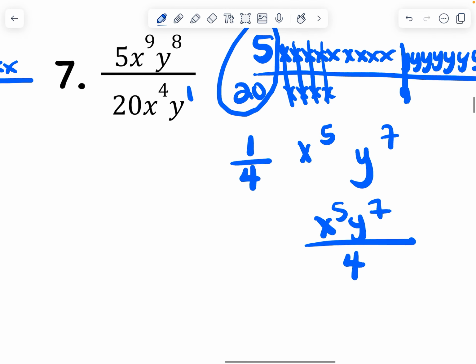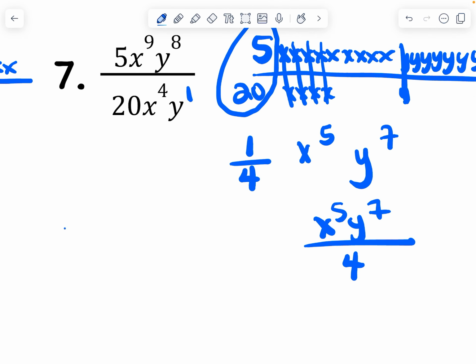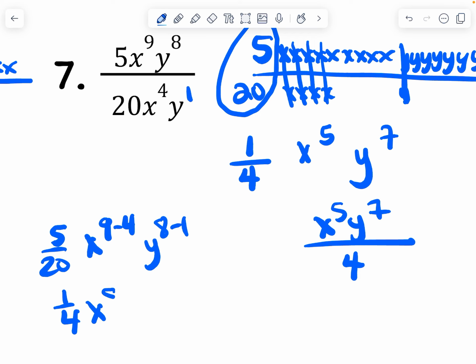If I was to do the other way, 5 over 20, subtract my exponents, I would get 1/4, x to the 5th, y to the 7th. And guess what? Same exact answer.